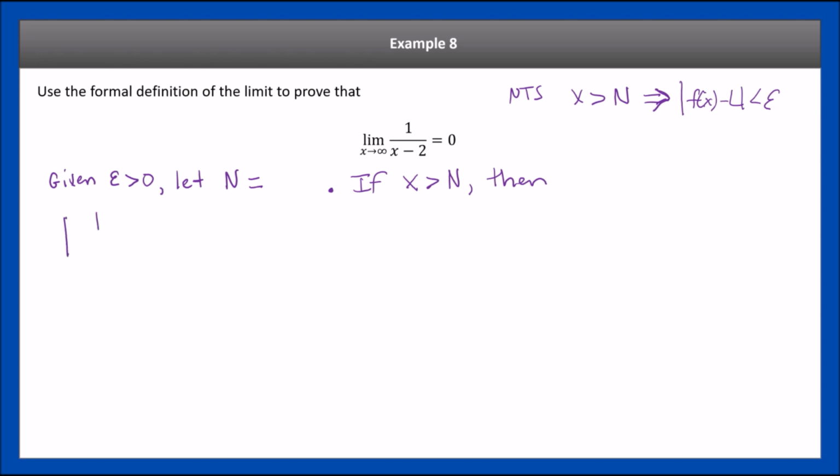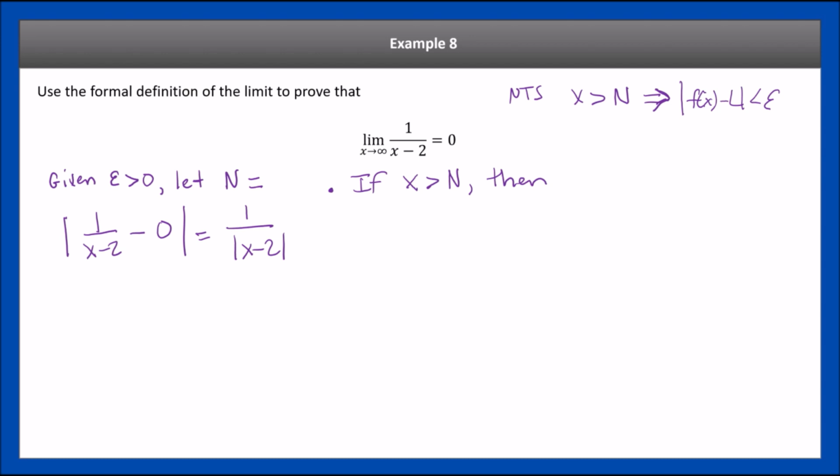So the absolute value of 1 over x minus 2 minus L, where L is 0. So let me just ignore the 0 in the next step. And then I'm going to put 1 over absolute value x minus 2, just so that it looks a little bit easier to handle without having those large absolute values.